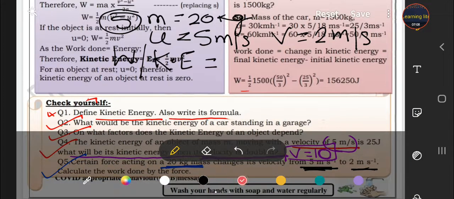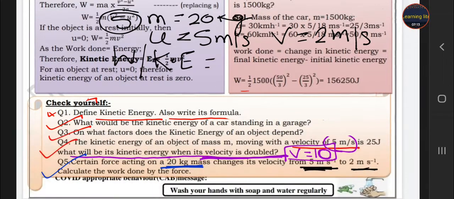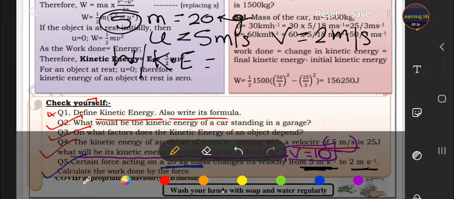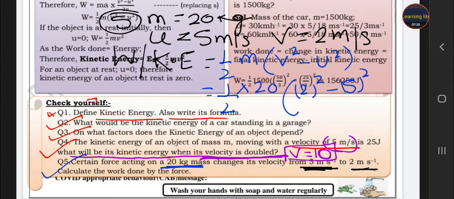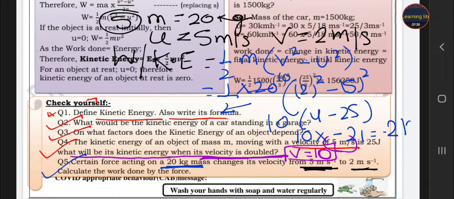What is the formula here? Half m into v square minus u square. Half m is 10. V square, that is 2 square minus 5 square. 4 minus 25. 10 multiplied by minus 21, that is minus 210 joule. So this is the answer of your fifth question.